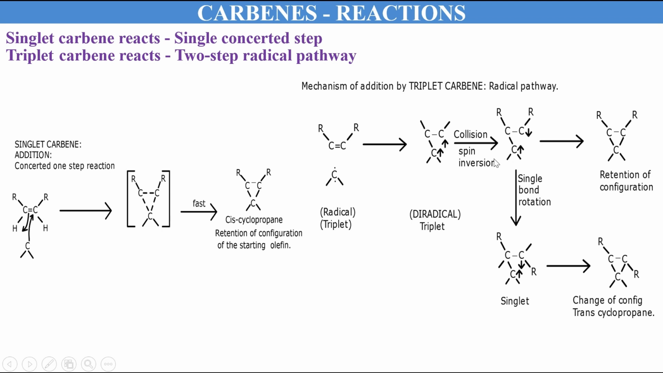If collision does not occur and spin inversion does not take place, the carbon-carbon single bond rotates. Once it rotates, the electrons which are parallel to each other become anti-parallel. Once they become anti-parallel, they can combine together and form the product. Here there is an inversion of the configuration due to single bond rotation. That's why we get a mixture of products.